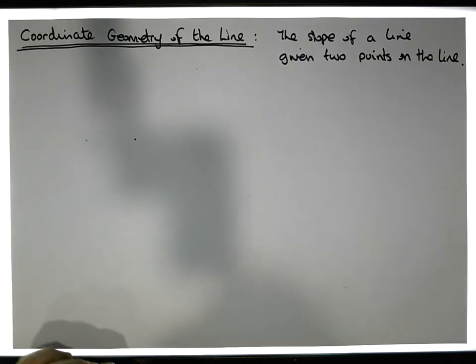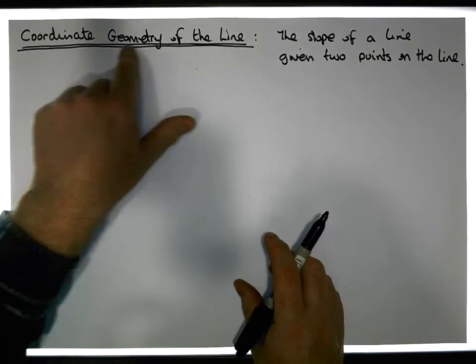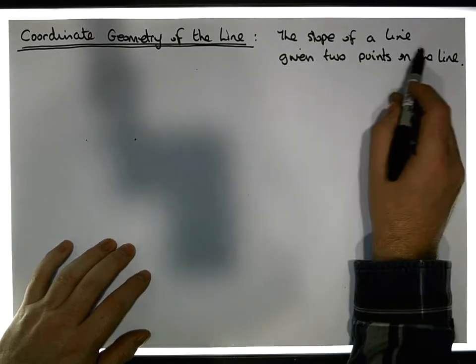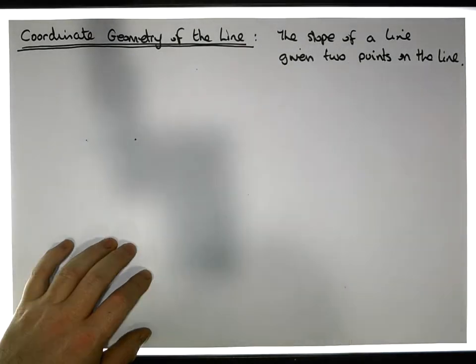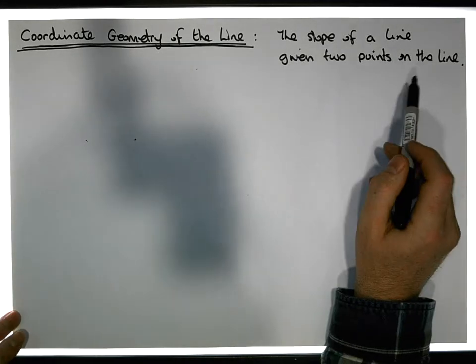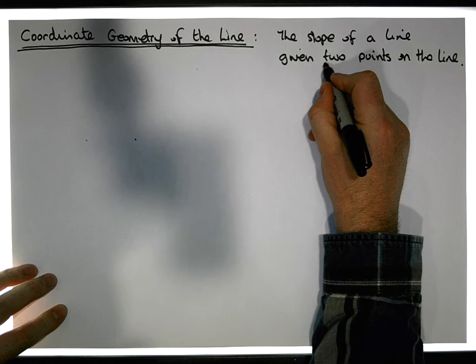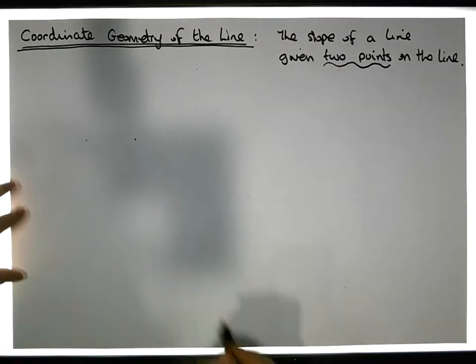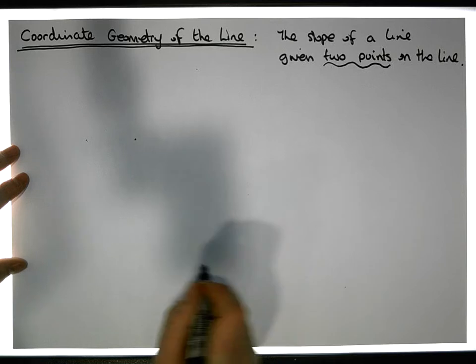This short video, another in our series dealing with coordinate geometry of the line, is just going to talk about the concept of the slope of a line given 2 points on the line. Can we develop a formula that allows us to calculate the slope of a line if we know 2 points on the line? That's really important for us. So let's try to rationalize what we're looking for here.